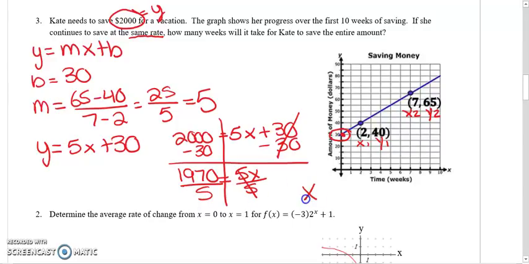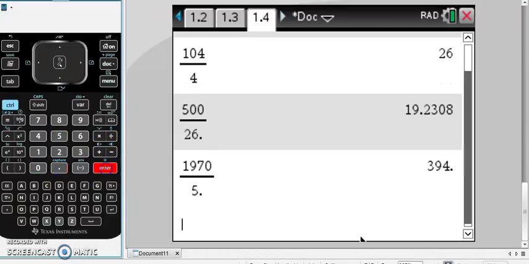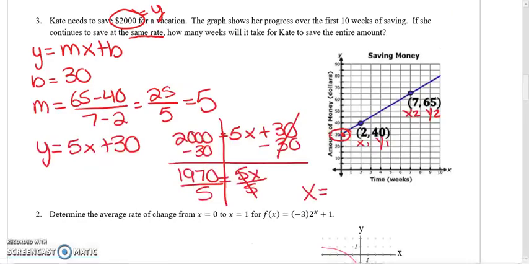That eliminates, and I'm left with x equals, let me check that in the calculator, 1,970 divided by 5. I'm going to put a decimal just in case, equals 394. So it's going to take her 394 weeks to save up the $2,000 for her vacation.